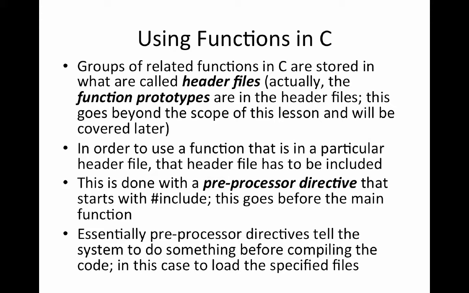In order to be able to use a function that is in a particular header file, that header file has to be included. This is done with what's called a preprocessor directive that starts with the pound sign, or hashtag, and the word include. This goes before the main function. Essentially, a preprocessor directive tells the system to do something before compiling the code. In this case, it says to load the specified files.